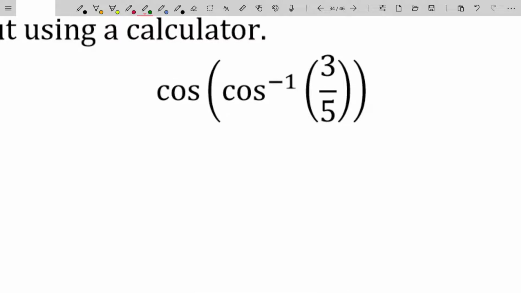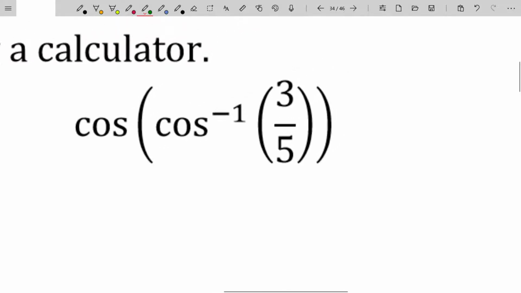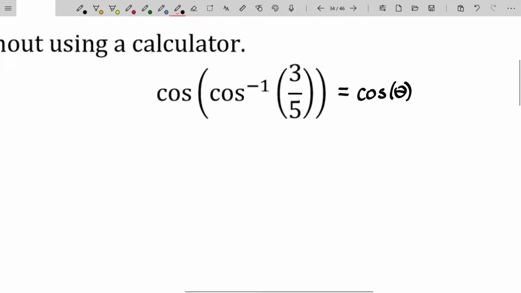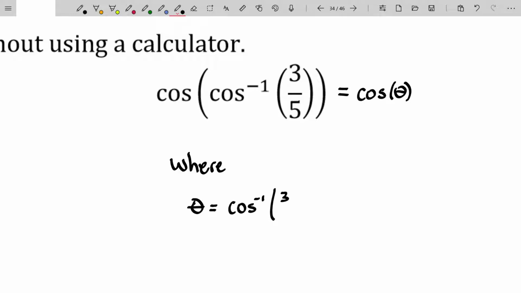To master this material, you just have to remember a couple key pieces of information. First thing, the inverse trigonometric functions return angles. So this is actually asking you, what is the cosine of an angle? That's the very first thing you need to remember, that this inverse trig function is just an angle. The second thing you need to remember is that you should probably tell the world what that angle is. So I'm going to say where theta is equal to the cosine inverse of 3/5.